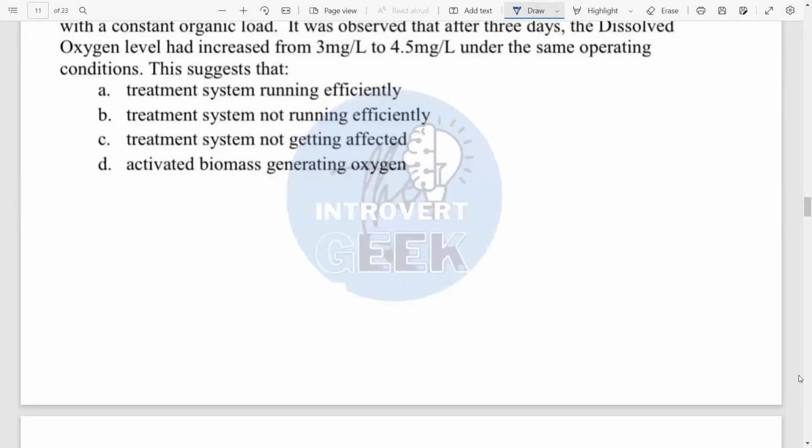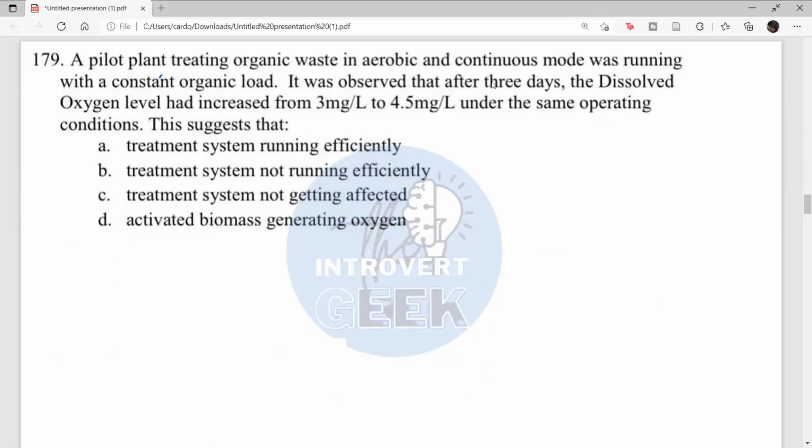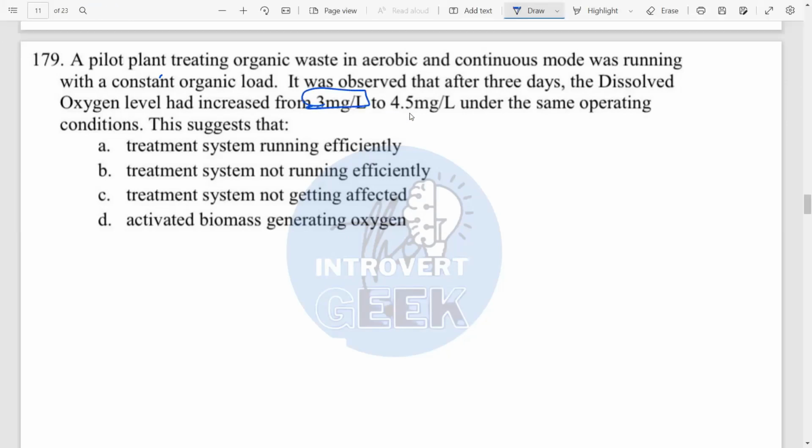Now, next question. A pilot plant treating organic waste in aerobic and continuous mode was running with a constant organic load. It was observed that after 3 days, the dissolved oxygen level has increased from 3 to 4.5 under the same operating conditions. Suggest what has been happening to the plant, whether it's running efficiently or not.